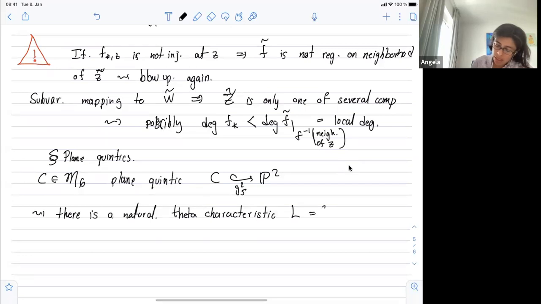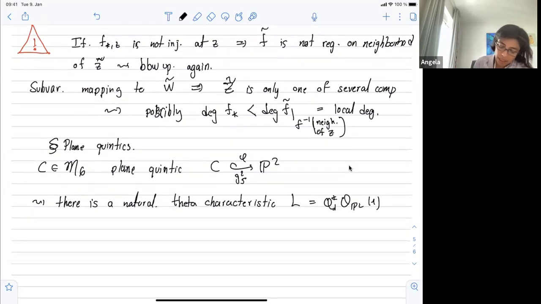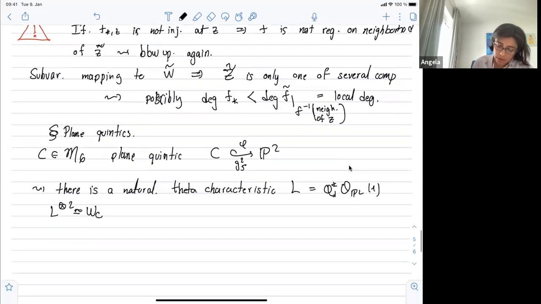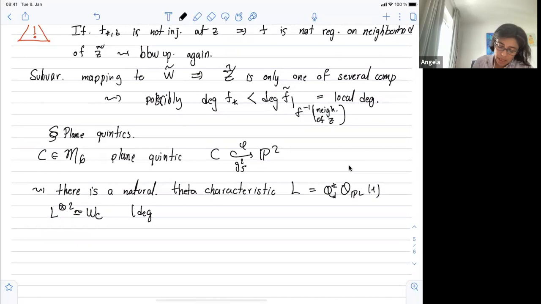So it's essentially the pullback of the hyperplane class. I'll give it a name: phi pullback of O_P2(1). Okay. So theta characteristic means that if you square the line bundle, it is isomorphic to the canonical bundle on C. So in particular this line bundle has degree 5.